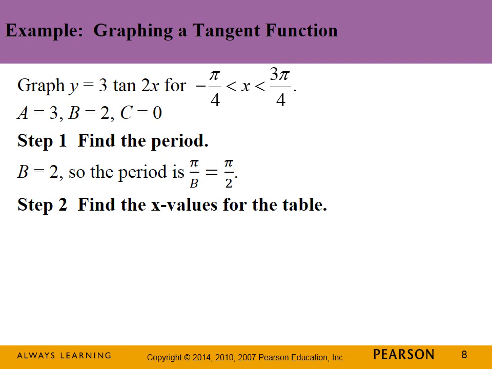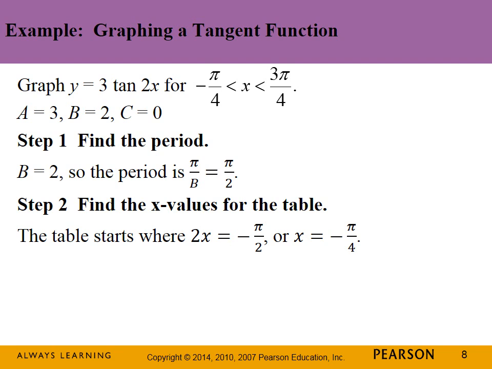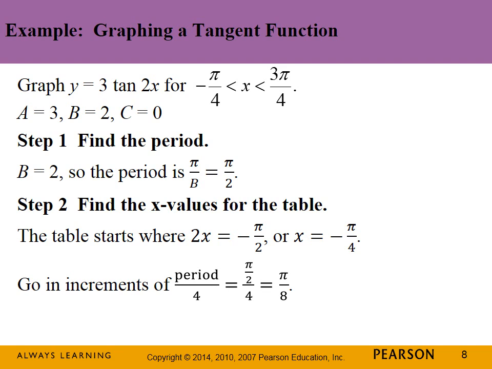Step 2, we're going to find the x values for the table. So to find the first x value, we set bx minus c, which in this case is just 2x, whatever's being put into the tangent function, equal to negative pi over 2. So when 2x equals negative pi over 2, you divide both sides by 2, and that means x is negative pi over 4. We're going to start our table there, which is nice because that's also the beginning of the interval that they wanted us to graph it at. We're going to go in increments of period divided by 4, which in this case is pi over 2 divided by 4, which is pi over 8.